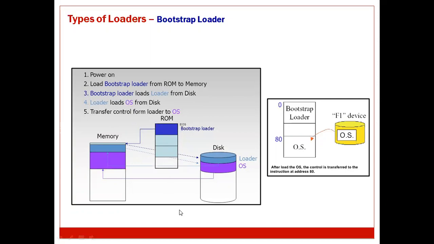So basically the Bootstrap loader is the main, primary and first program which will be loaded onto the memory as soon as you power on the system. Initially it will be at memory location 0, and then it starts with the operating system from device F1. After loading the operating system, the control is transferred to the instruction at address 80. This is hexadecimal 0x80, a standard memory location for the operating system.